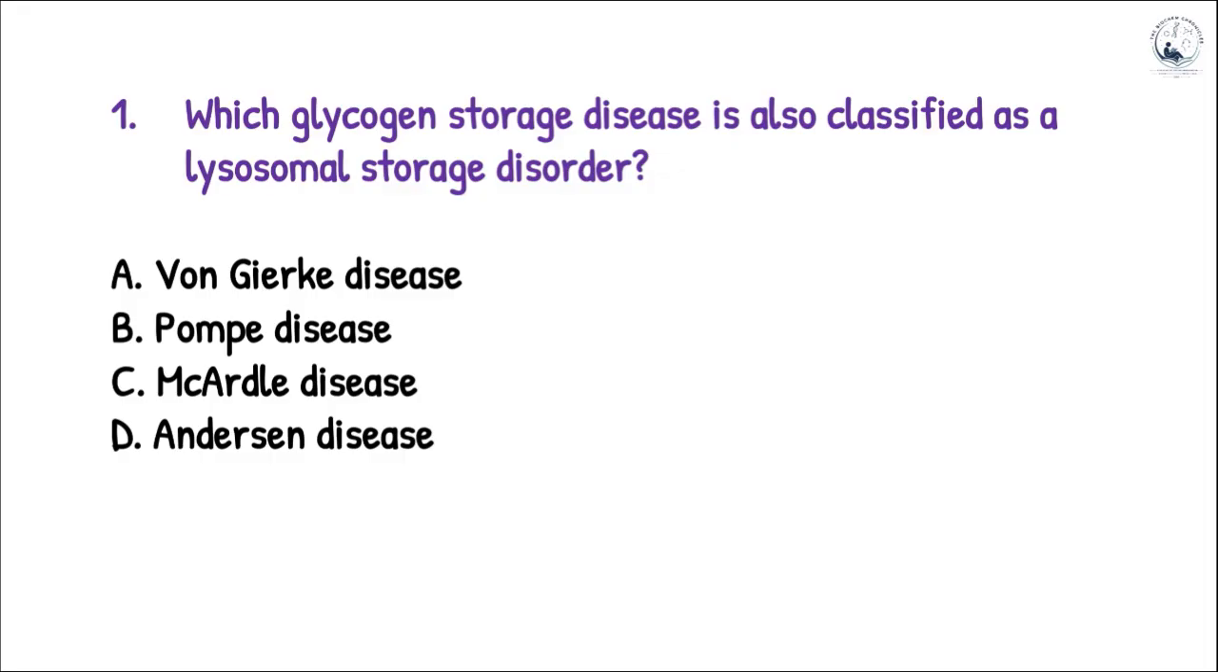Before we end, let's check how much we were able to understand and remember. Which glycogen storage disease is also classified as a lysosomal form? Only one was there. What was that? Acid maltase, Pompe's. So was it von Gierke's? No. McArdle's? No, it is a muscle one. Anderson also? Again no. So the answer is Pompe's.